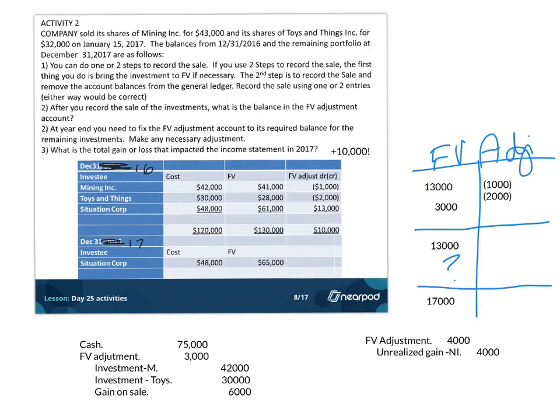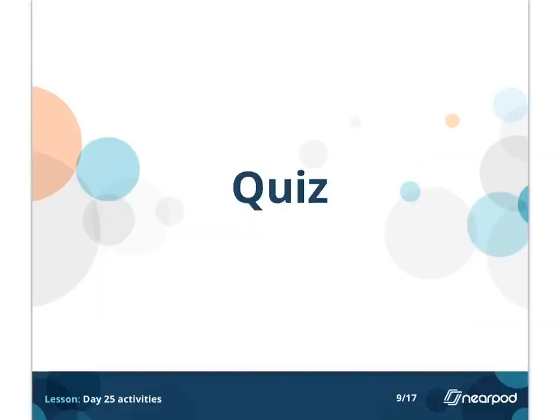There we go. That's always happy. It was up 10,000. Okay, that's what happened. 6,000 from the sale and 4,000 from that fair value adjustment. That is selling equity investments, passive equity investment sale.